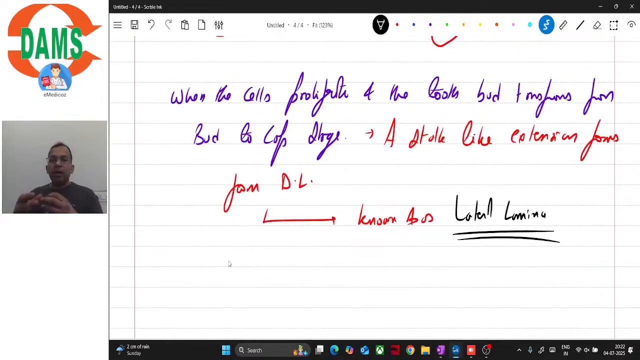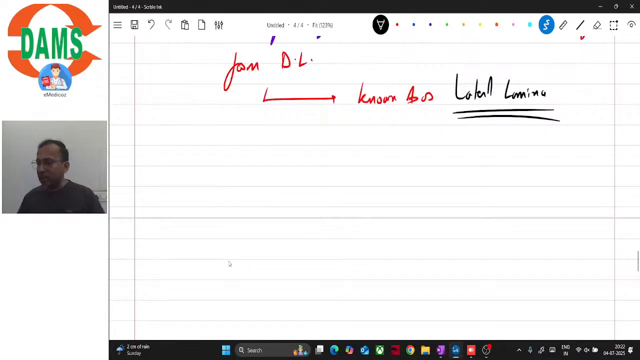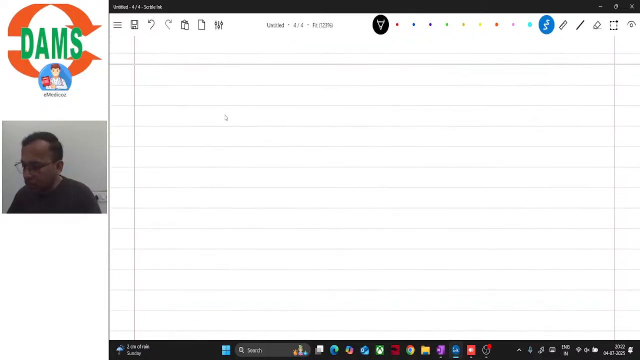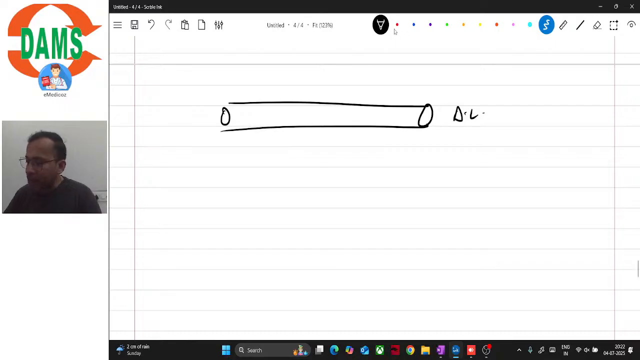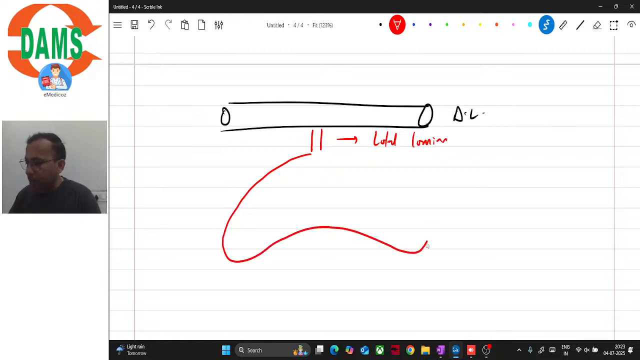So now we have an enamel organ which is cap shaped, attached to the dental lamina with the help of a lateral lamina, right? So to sum it up, this is the dental lamina. Attached to it is a stalk which is known as lateral lamina, and this is the cap stage.